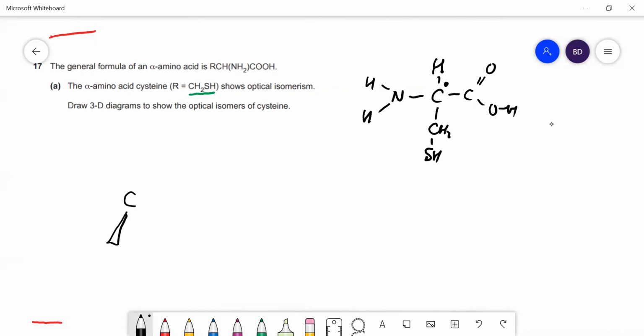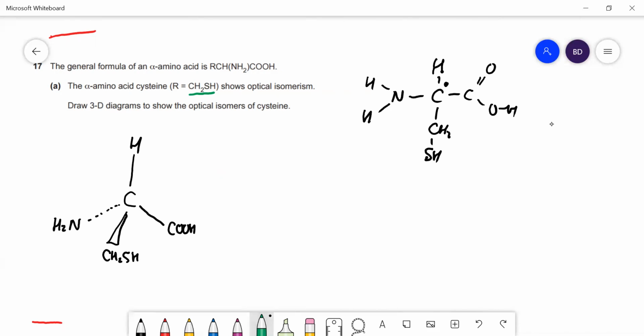We've got one group coming towards us, one going into the plane of the paper. That one sticking up is in the plane. That one is in the plane. So let's put H, the amino group. Let's put the R group. And this is going to be the carboxylic acid group.